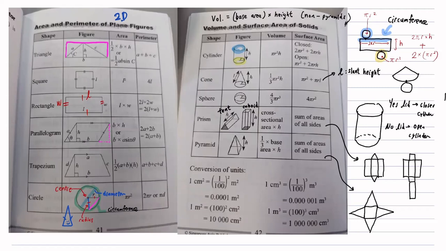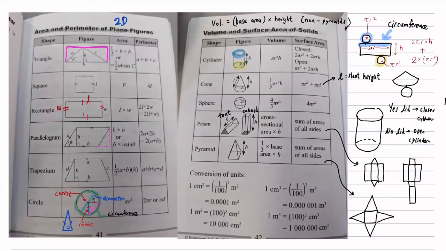You know all this. Let's start with the 2D part. Oh, and then of course the 3D. Let me just write this down. 2D on the left, 3D on the right. So for the 2D guys, what we have: triangle, square, rectangle, parallelogram, trapezium, circle. I'm sure you're familiar with all these shapes. I'll just quickly run through.